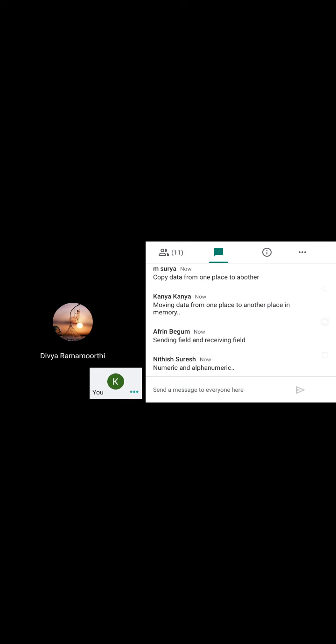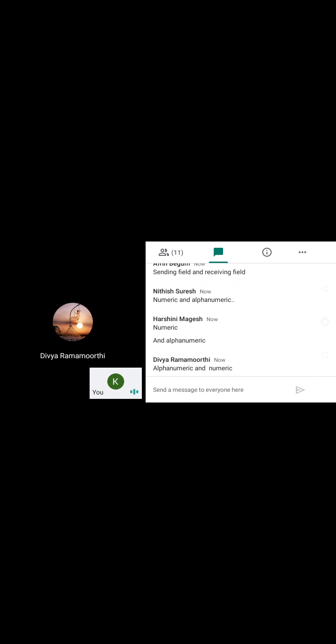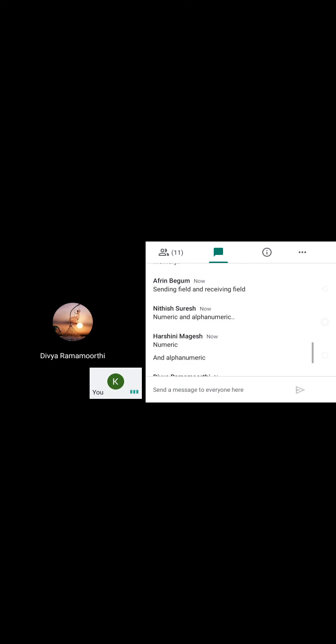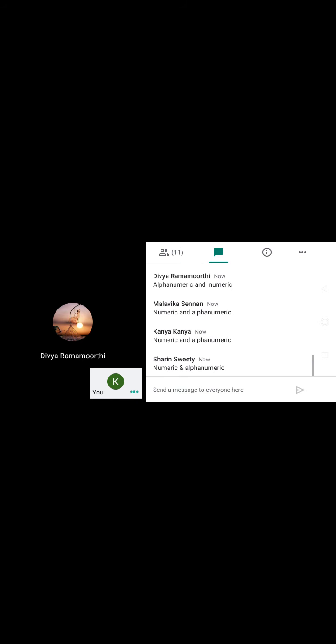Good. And Nitish has answered numeric and alphanumeric. Very good, that's the exact answer actually. So we have two types of data transfer. The first one is numeric data transfer, and the second one is alphanumeric data transfer. A special appreciation to Nitish, who answered first. Harshini, Divya, Malvika, Kanya, and Sharon Sweetie also answered.